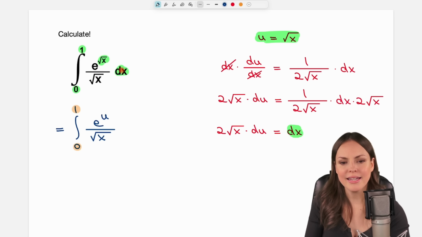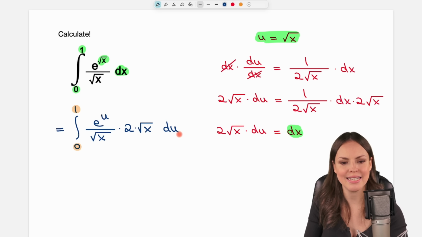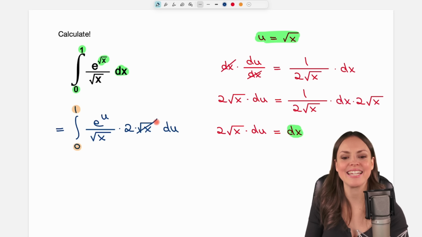And instead of dx, we're going to write down what we figured out here. So we have 2 times the square root of x, and then our du at the end. Now, this is our new integral. It still looks pretty complicated, but we haven't simplified it yet, because now can you see that we can cancel this and this out? There is nothing with x here anymore. We only have our du here and our u here.